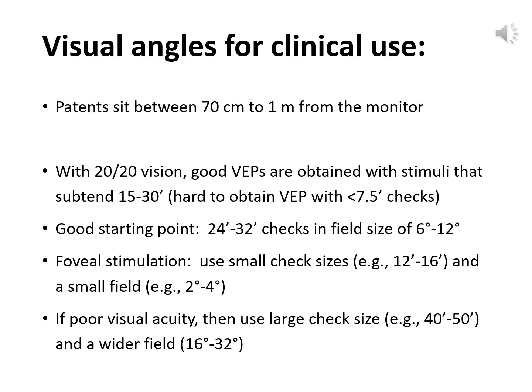With normal visual acuity, normal VEPs are typically obtained with mid-sized checks, and a good starting size is 24 to 32 minutes of arc for each check, and a field size, that means the size of the screen, of 6 to 12 degrees. If the clinical question involves a fovea, then smaller checks that activate primarily the fovea are preferred. A field size of more than about 2 degrees of arc starts to involve the periphery also, and so something smaller than 2 degrees of arc is preferred.